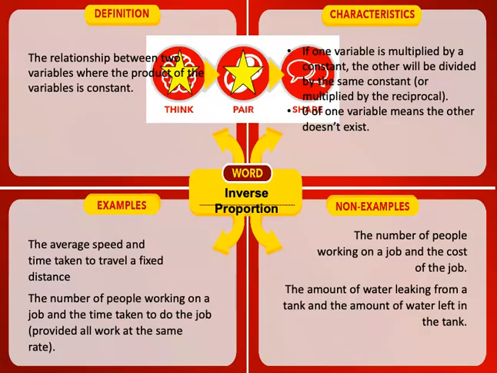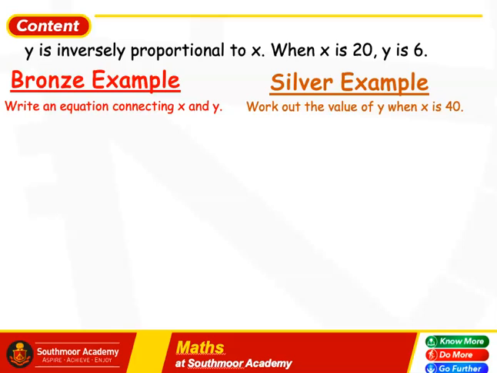Our Frayer model then goes through our definition, characteristics, examples and non-examples. If you've got time, go back and copy this down. If not, we'll move on. So our examples, now you do need to get this copied down in your book, so pause the video here if you need to. Make sure everybody has this copied down. So I'm going to go through this.